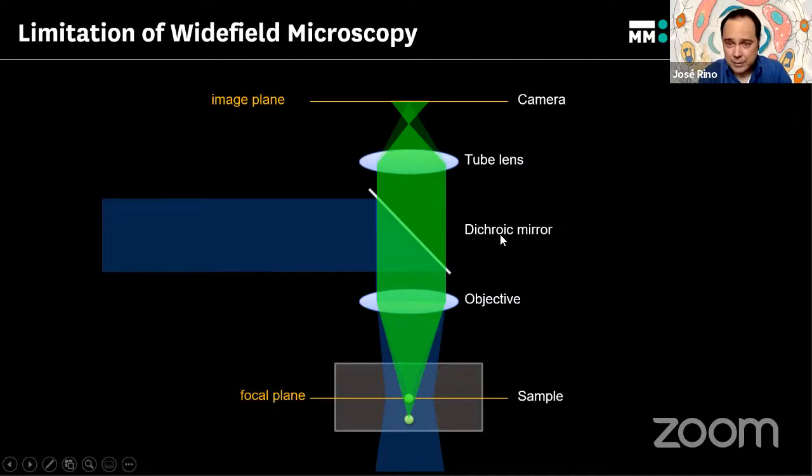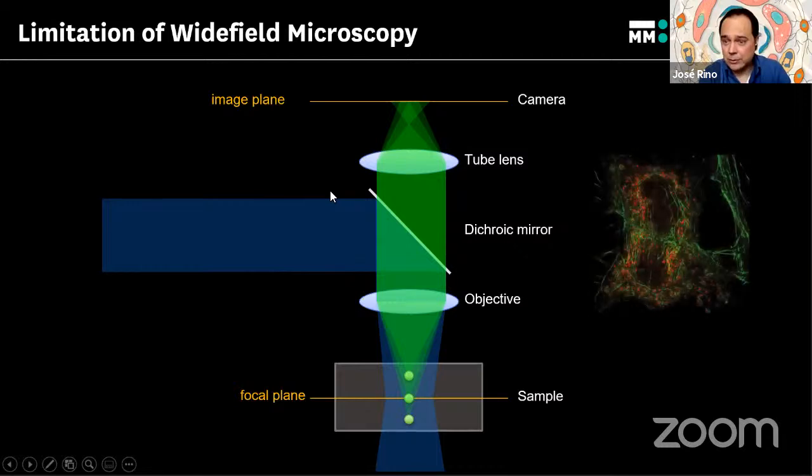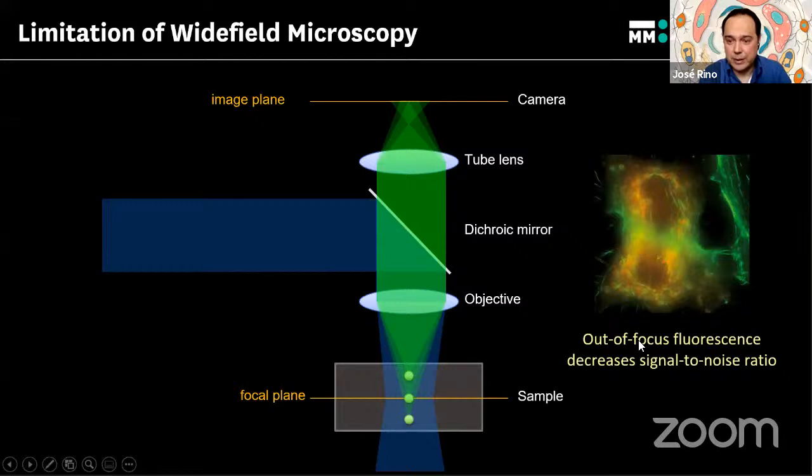So in a wide field system, if your sample is fluorescently stained and kind of thick, you'll be basically exciting all the fluorophores along the Z of the sample. All of them will be emitting light, which will be imaged by the camera, and so you will have not just an image of the focal plane, of the focused part of the sample, but this will be confounded.